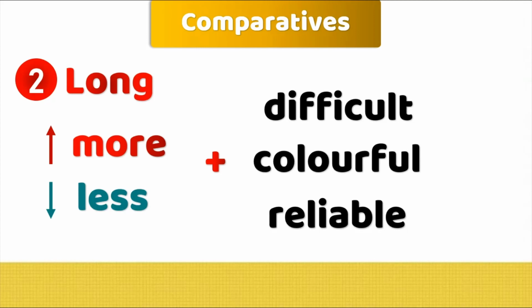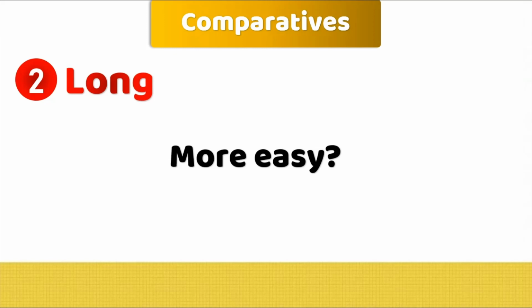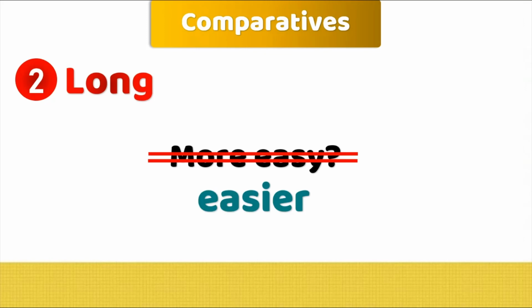Let me give you an example. Apples are more delicious than grapes. You see here, delicious is a long adjective. So I add the word more before it to make it stronger. Apples are more delicious than grapes. So, can I say this exam is more easy than the other one? Of course not. Easy is a short adjective, so I say easier.